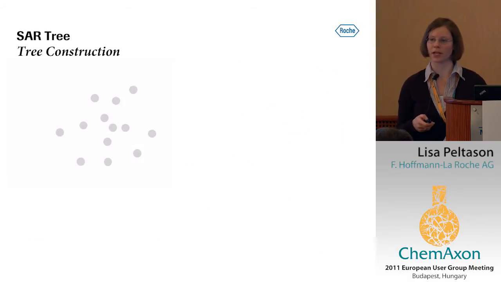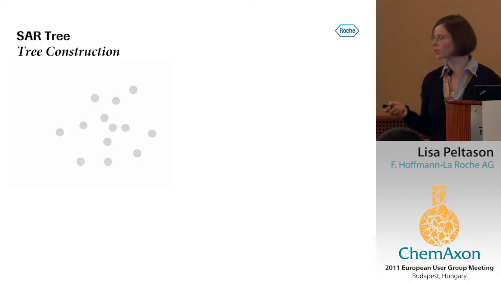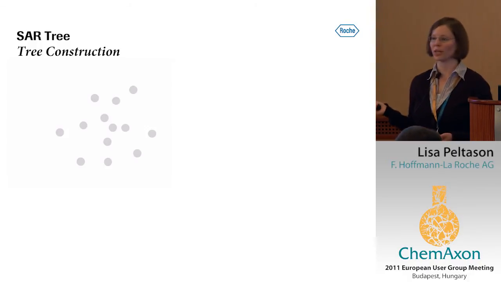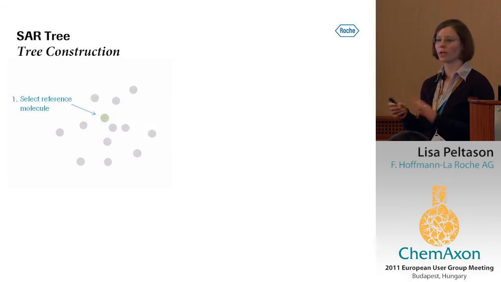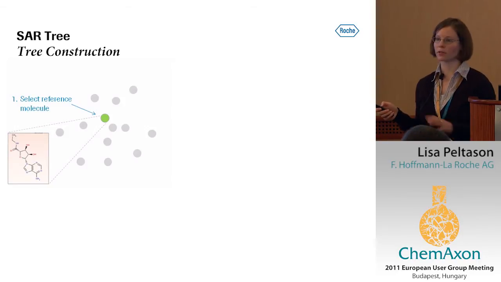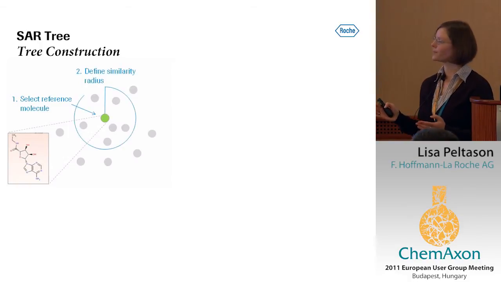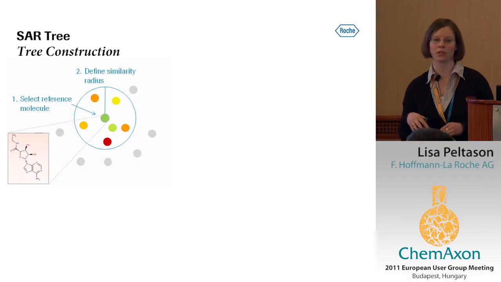But first, I'd like to show you in a bit more detail how this tree is actually constructed. We start out with any set of molecules somewhere in chemical space. At the moment, we just load an SD file. And the first step is to select the reference molecule, so the molecule that sits at the top in the tree. This reference molecule then serves as a basis, and we define a similarity radius around that. All the molecules that fall in this similarity radius will then become part of the tree analysis.